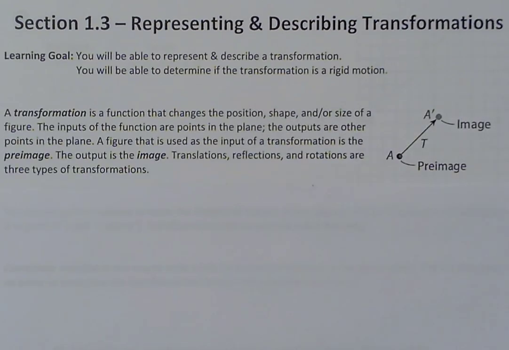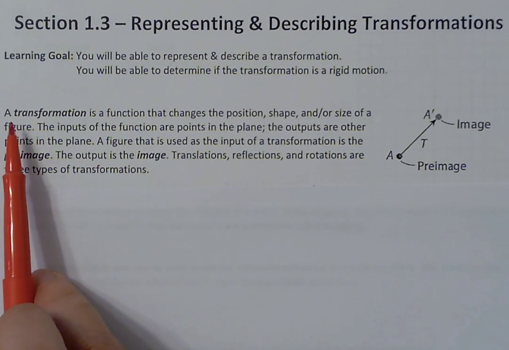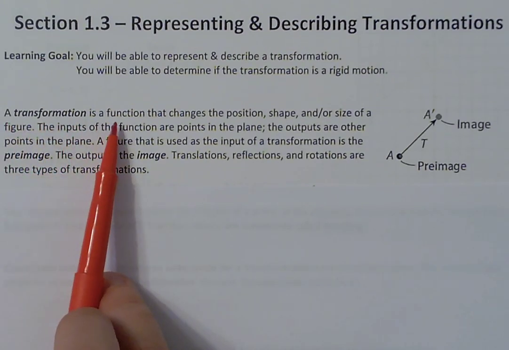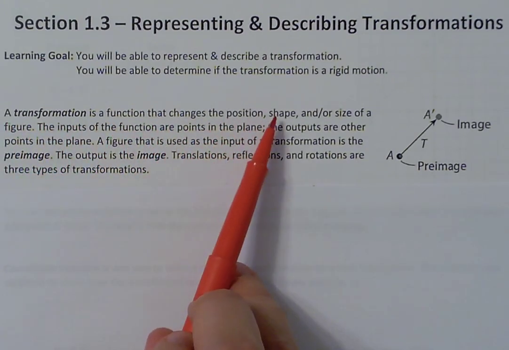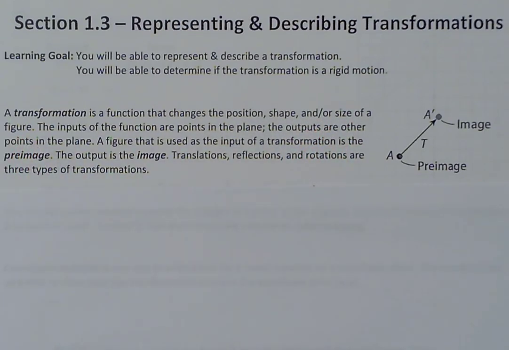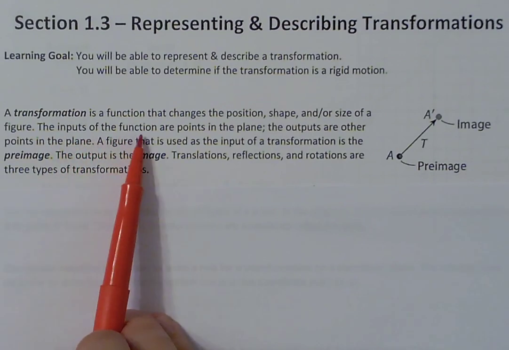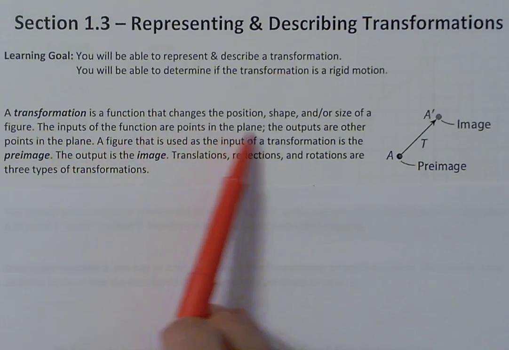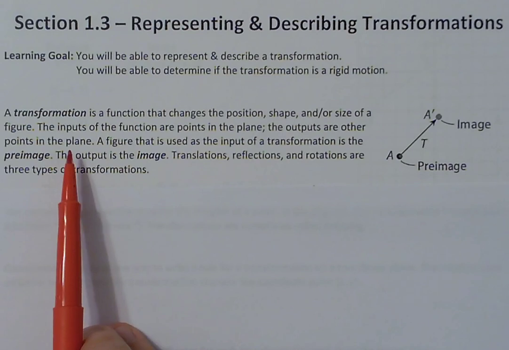All right, so with that said, we've got some terminology to talk through before we jump into some examples. So first, a transformation is a function that changes the position, shape, and/or size of a figure. So we can move a figure, we can make it smaller, bigger, we can even change what it looks like. Now, the inputs of the function are the points in the plane, and the outputs are the other points in the plane.